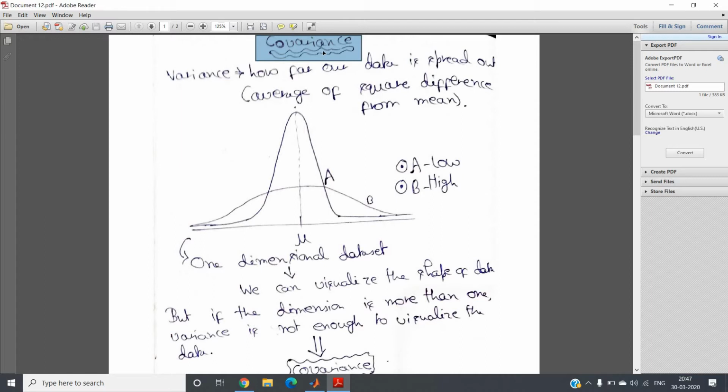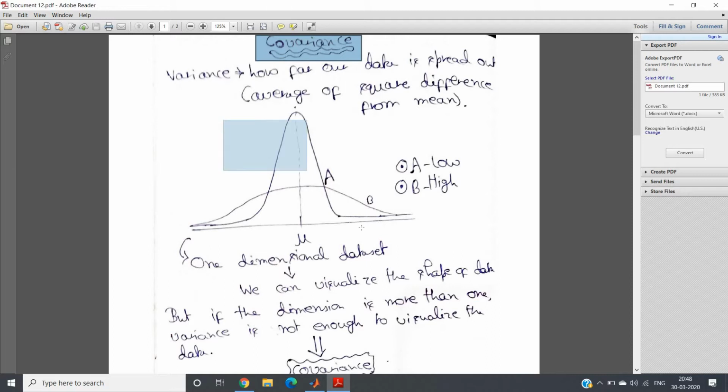What is variance? Variance is nothing but the average of squared distance from the mean, and it gives us an idea of how far our dataset is spread out. If variance is more, that means the spreading of our dataset is more. If variance is less, that means the spreading of our dataset is less.